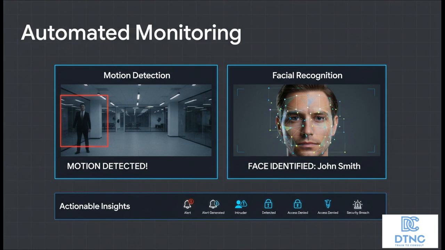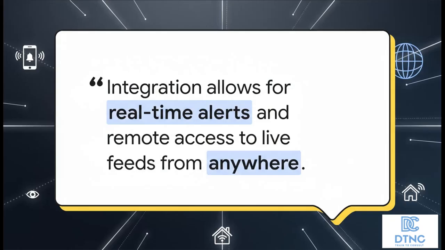It can automatically detect motion in a restricted area after hours, or even recognize faces and then send an alert. This isn't just a mountain of data, it's actionable insight. So what does all this smart integration actually mean for your customer? Well, it boils down to two things: control and convenience. It means they can get an alert on their phone the second someone's on their property, and they can immediately pull up a live feed to see what's going on, whether they're in the next room or on vacation halfway across the world.